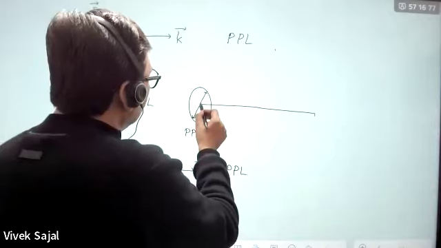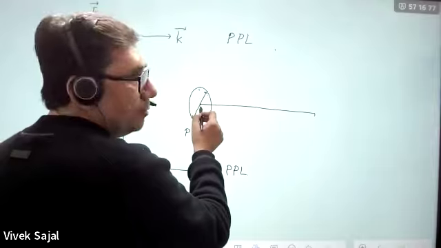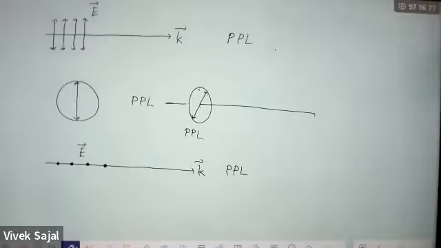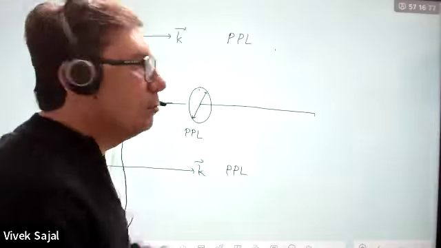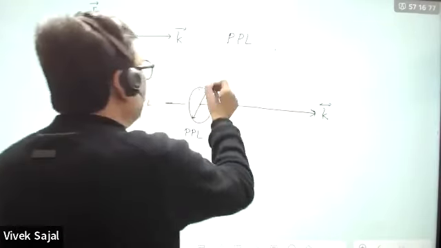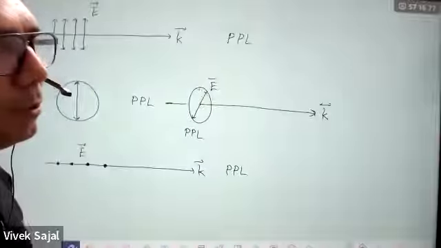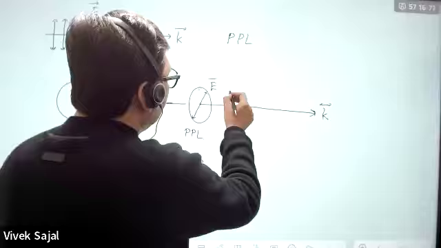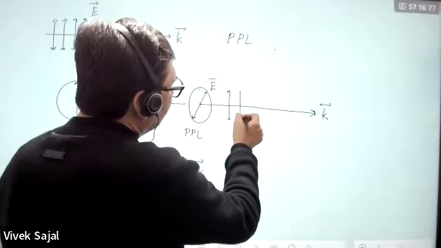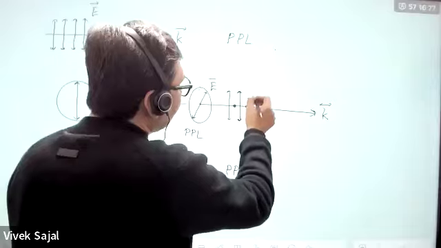So always remember, I can resolve this into two components. One component will be perpendicular to this line. This type of light I'm talking about is a plane polarized light. This electric vector is perpendicular to this direction k cap. This is the k vector, so this E vector is perpendicular to this k vector. I can resolve this into two components. One component will be parallel to this board. One component may be this, another component may be like this.